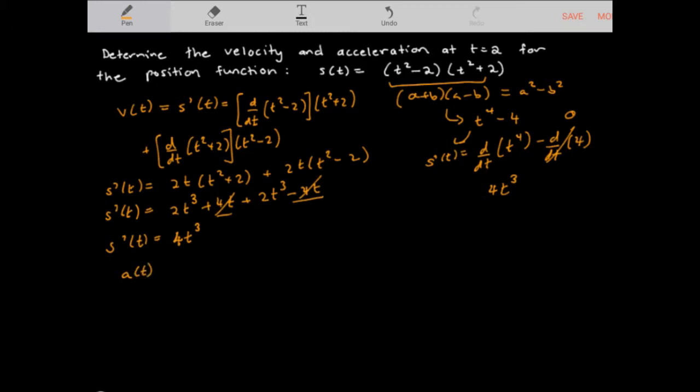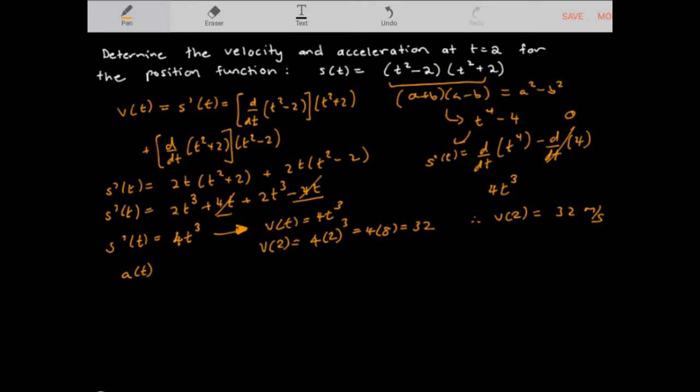Now, they want you to find the velocity and acceleration at t equals 2. While we already have our velocity function, v of t equals 4t cubed, let's find the velocity at t equals 2 seconds. So I'm going to do v of 2, which is 4 times 2 cubed, which is 4 times 8, which is 32. So the velocity at 2 seconds is 32 meters per second.